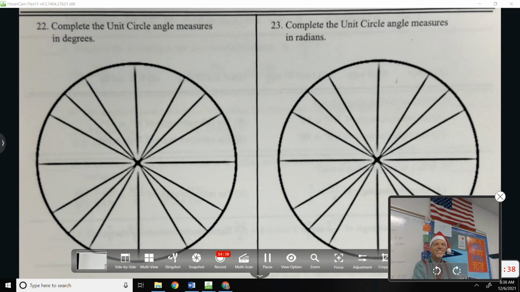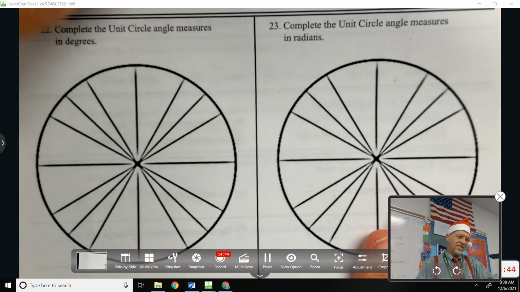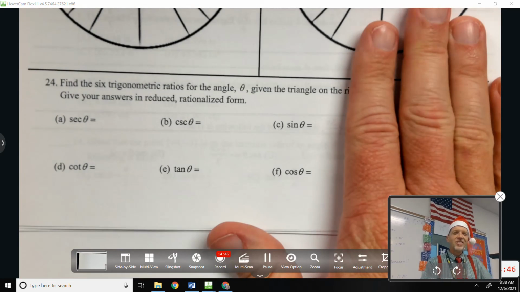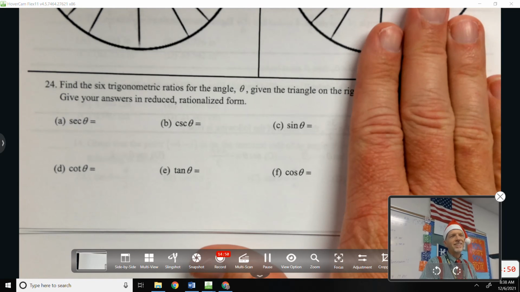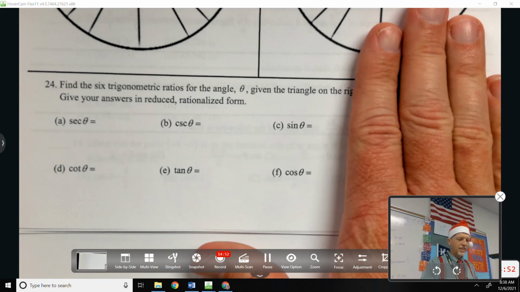You sort of gave it to us. You gave us a question, you didn't give us the numbers. Yeah, you want question 24? There it is. Find the 6 trig ratios for the triangle that's hidden beneath my hand. That's the same thing as number 27 here, just with a different triangle. Yeah, that's exactly right.